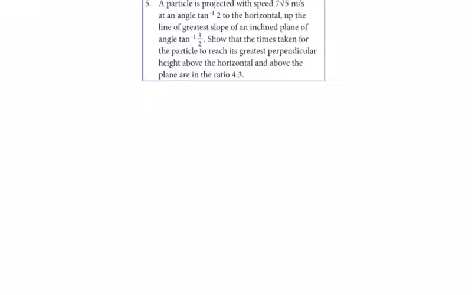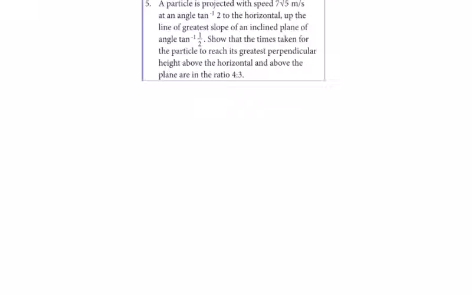Question 5, we have a particle projected with speed 7√5 at an angle inverse tan 2 to the horizontal up the line of greatest slope of an inclined plane of angle inverse tan 1/2. Show that the time taken for the particle to reach the greatest perpendicular height above the horizontal and above the plane are in the ratio 4:3.